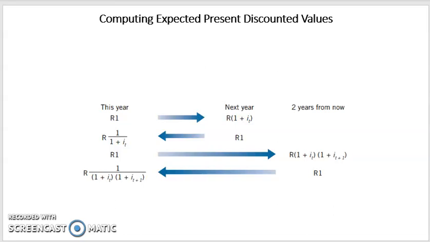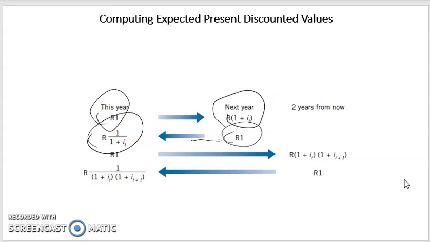The first argument we had is that 1 rand earns 1 plus the interest rate next year. So to get our discount factor, the cost of 1 rand today, we reverse the analysis such that we divide 1 by what you would have earned next year if you borrowed 1 rand today.